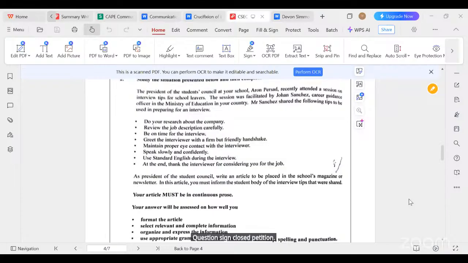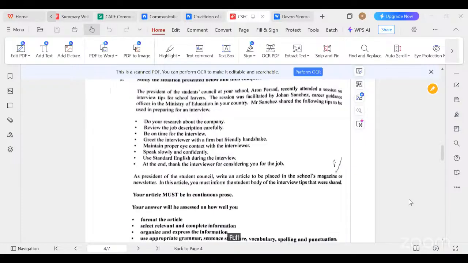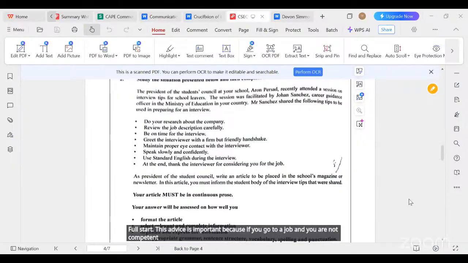Secondly, it was also shared, you understand? Review, the employee or the potential employee is expected to review the job description carefully. Full stop. This advice is important because if you go to a job and you are not competent, it makes no sense showing up for the interview.